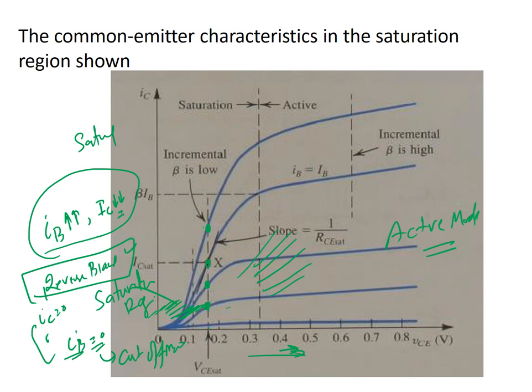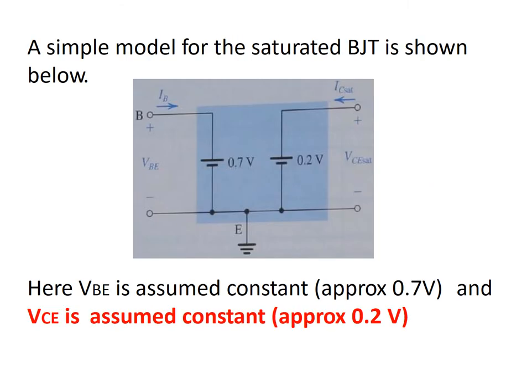So what is the condition of the active mode? Your base emitter junction is forward biased and your collector base junction is reverse biased. That is the basic condition for the active mode. Now, in the saturation mode, your base emitter junction will remain forward biased, but your collector base junction will go forward biased. Usually we model the collector saturation voltage as 0.2 volt, and we just try to solve our calculations.